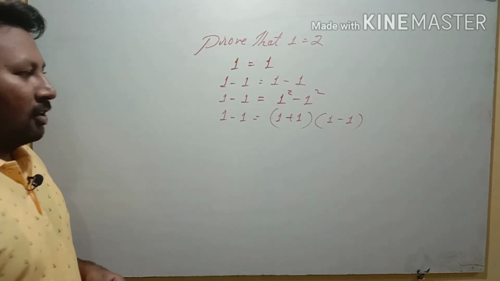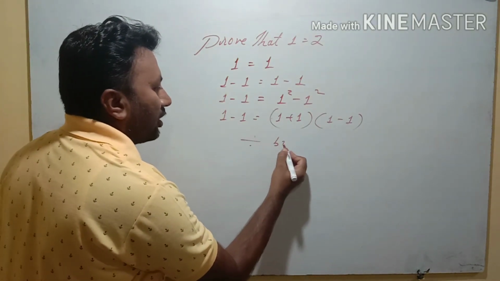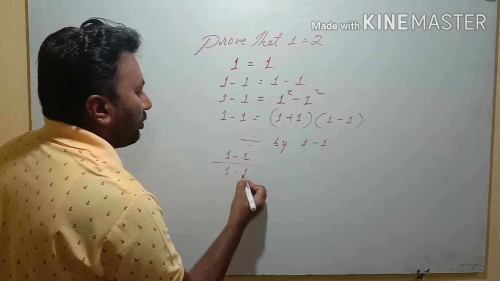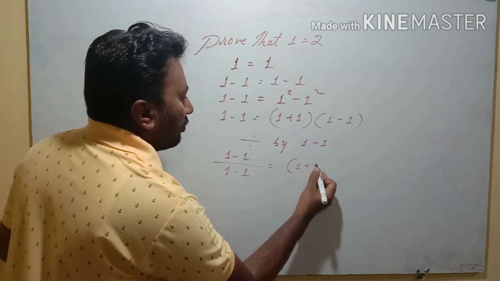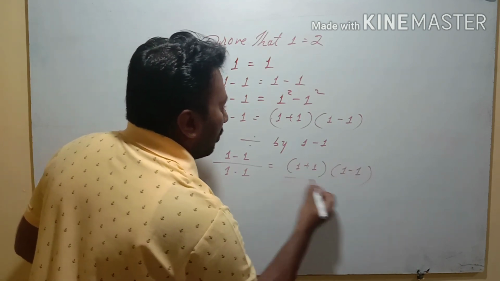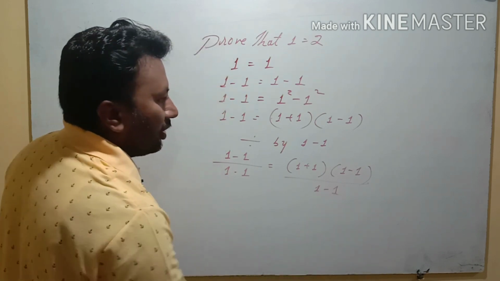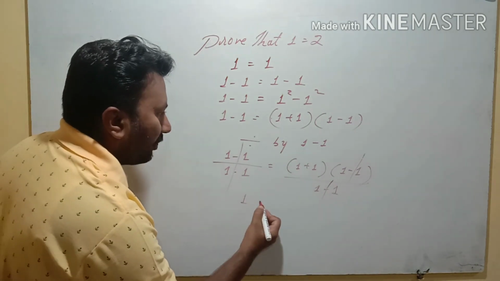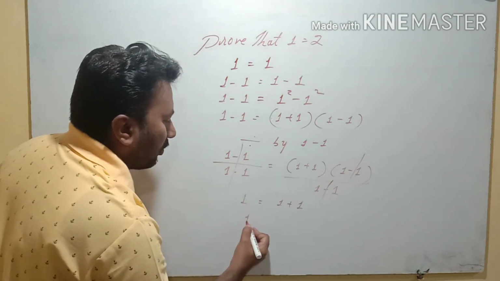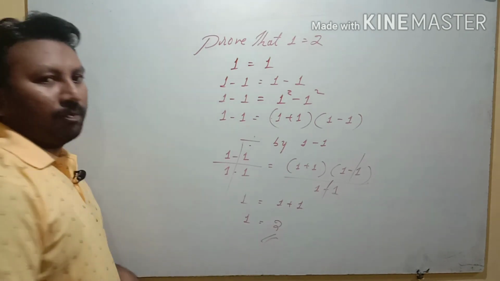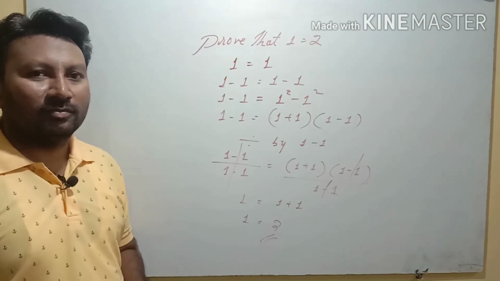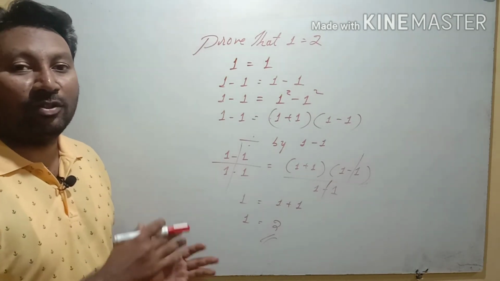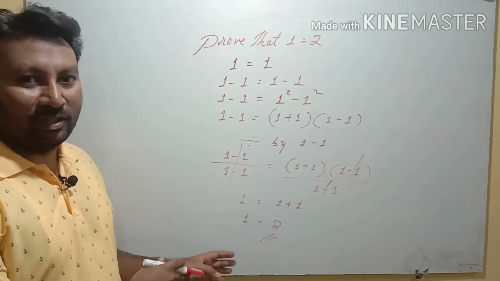Okay, now the next step is to divide both LHS and RHS by 1 minus 1. That is, (1 minus 1) divided by (1 minus 1) is equal to (1 plus 1) into (1 minus 1) whole divided by (1 minus 1). See here, 1 minus 1 gets cancelled, and here also it gets cancelled. What remains? 1 is equal to 1 plus 1, that is, 1 is equal to 2. See, this is the proof. You see here, I have proven the illogical statement 1 equals 2. But according to mathematics, 1 is not equal to 2, yet we have proved it here.